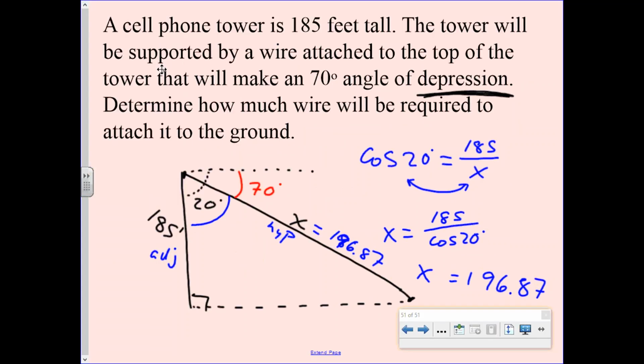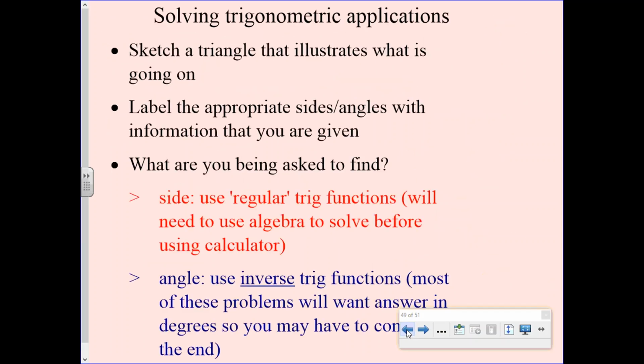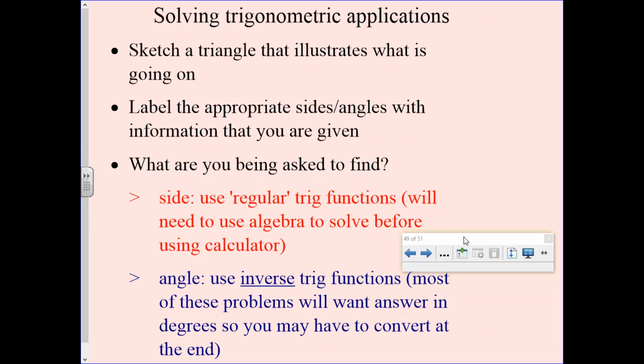So I hope that gives you a little bit of insight on how to approach some word problems. Again, it's just that step-by-step process. Draw the triangle. What do you know? And then what are you trying to find? And I'll kind of leave you on this screen here. We'll do some more of these in class, but I do hope this helps you out.